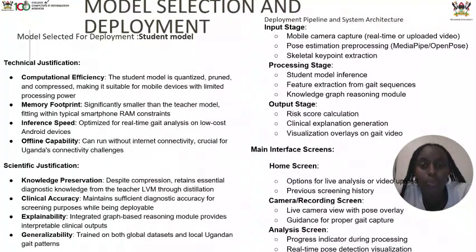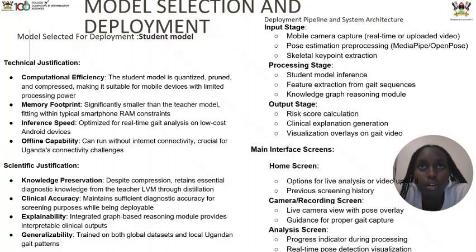So our deployment pipeline and system architecture is as follows. One, we're going to have 3 stages: the input stage, the processing, and then the output. So for our input stage, we're going to use a mobile phone camera to capture the gait patterns or a video in real time. Then we'll have pose estimation, pre-processing, and that is through MediaPipe. And then we'll use skeletal key point extraction.